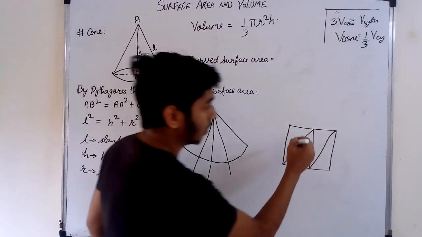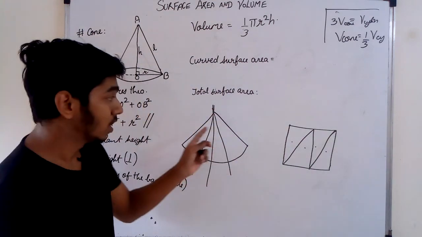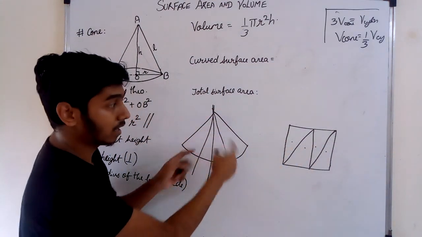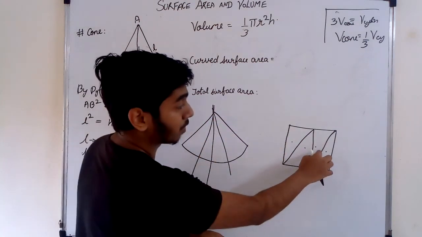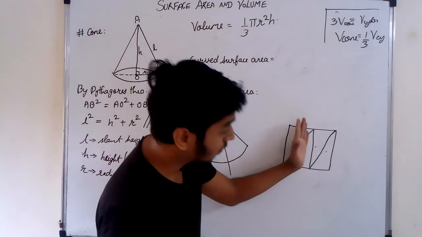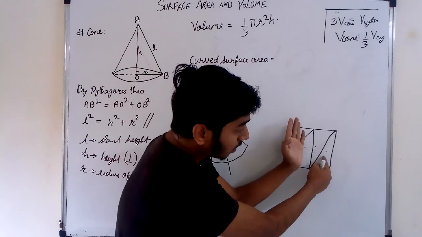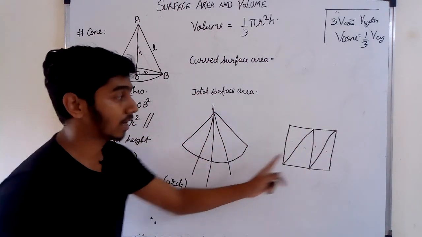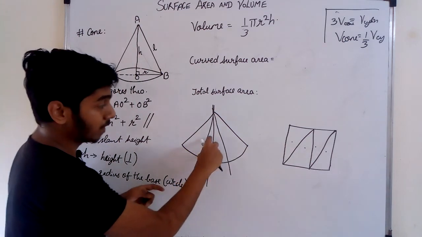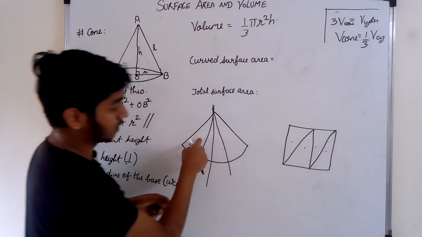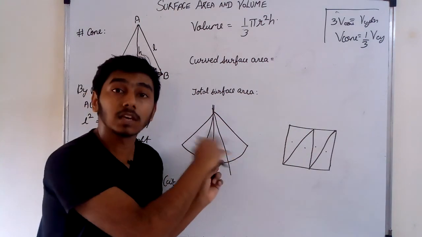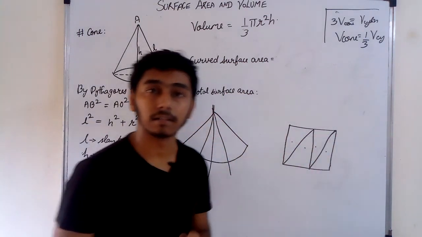so we get 4 parts. So we take this part and we keep it here, and we take this part and we invert it and put it here. So this will form one part, same parts, because all 4 of them are equal. Same way this will be kept here and this will be inverted and kept. So we are packing this cone in a rectangle.